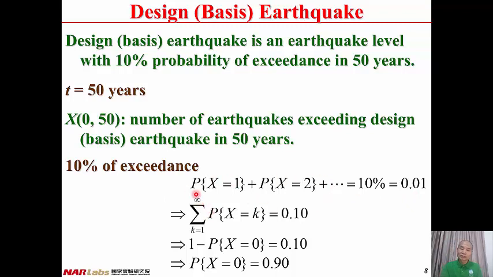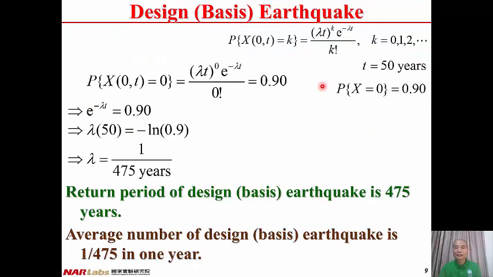The left-hand side of the equation can be expressed as the summation from K equal to 1 to infinity of the probability of X equal to K, equal to 0.1. Since the summation of all probabilities equals 1, this summation equals 1 minus the probability of X equal to 0, equal to 0.1. After rearrangement, the probability of X equal to 0 equals 0.9. That means there will be no earthquake exceeding the design basis earthquake in 50 years, and the probability equals 0.9.